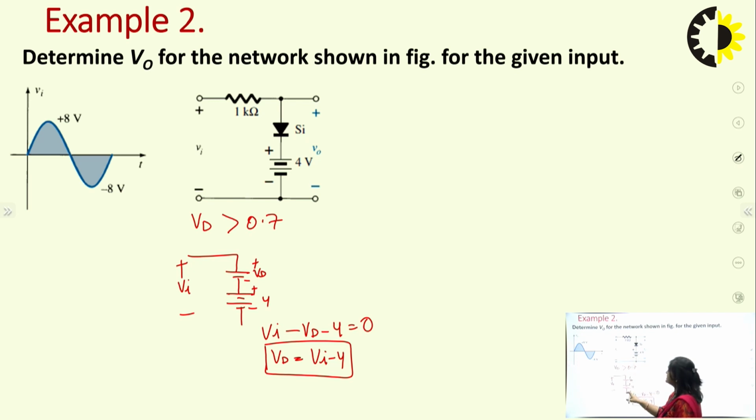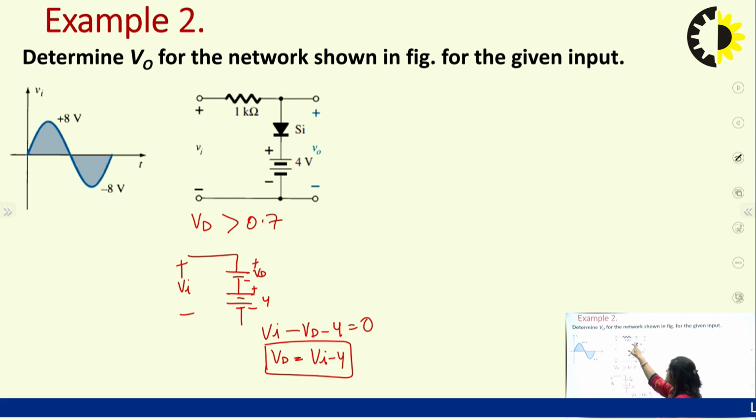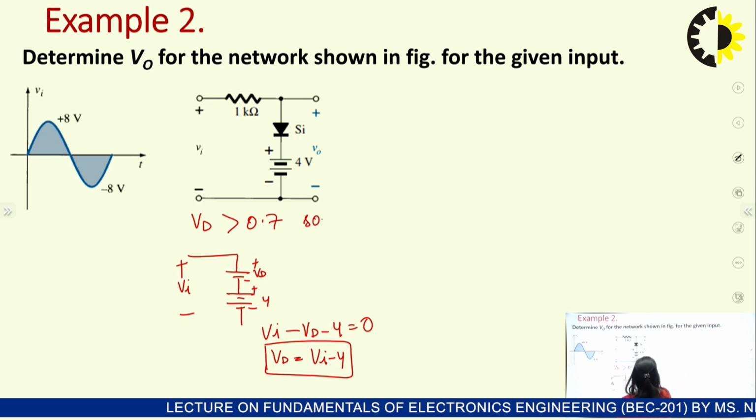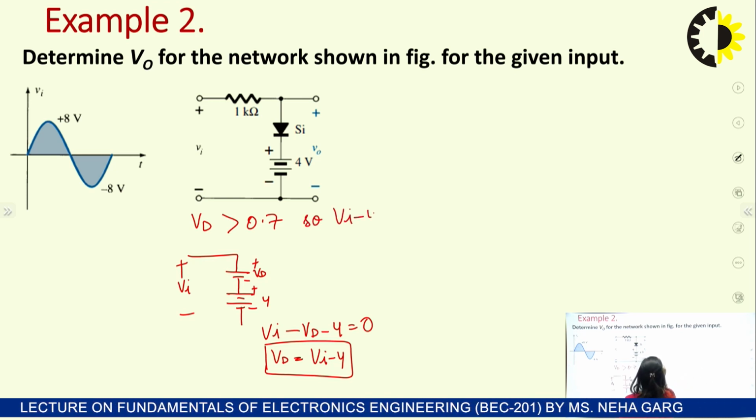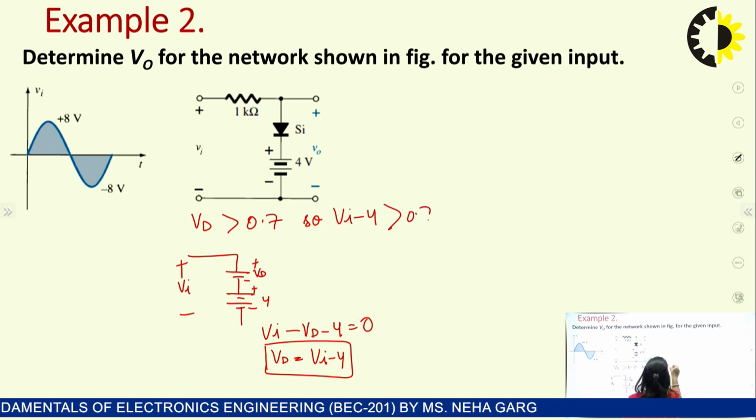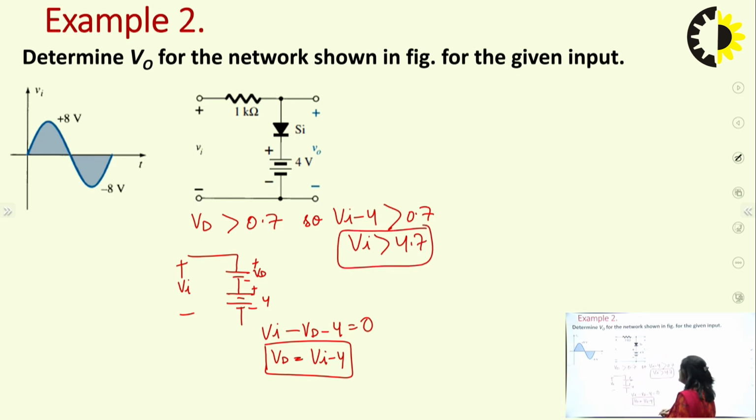Now we have to find the value of Vd. We can find the value of Vd with the help of this circuit, and Vd will be equal to Vi minus 4. So in that equation we can put Vi minus 4 must be greater than or equal to 0.7. That is, Vi greater than 4.7. So this is the condition that we have obtained. For this condition, the diode conducts.